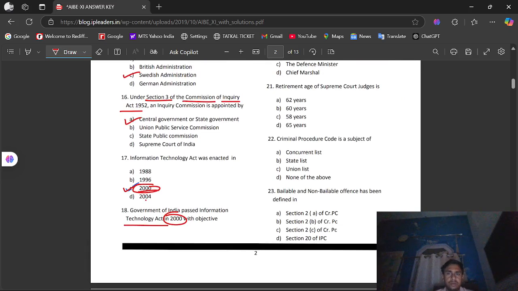Question number 21. Retirement age of Supreme Court judge is option A 62 years, option B 60 years, option C 58 years, option D 65 years. Its right option is option D, which is 65 years.